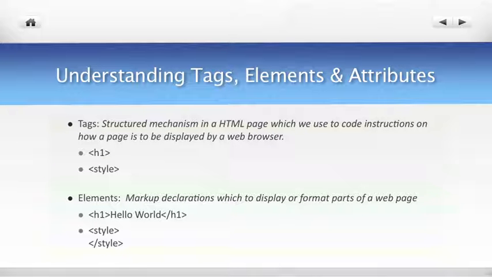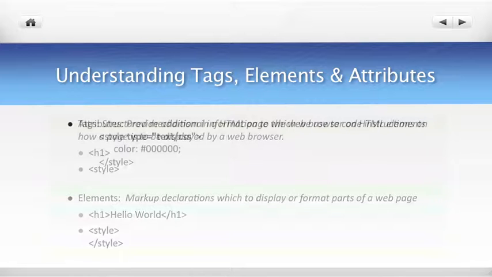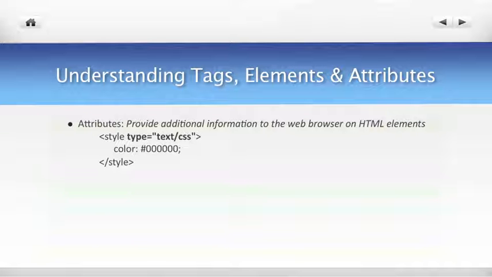When we create CSS rules inside an HTML document, we use the style tag to define where those rules will begin, and the closing style tag to define where those rules will end. The opening style tag and closing style tag and everything that comes in between them give us an instance of a style element. Attributes are going to allow us to modify the HTML elements that we create.